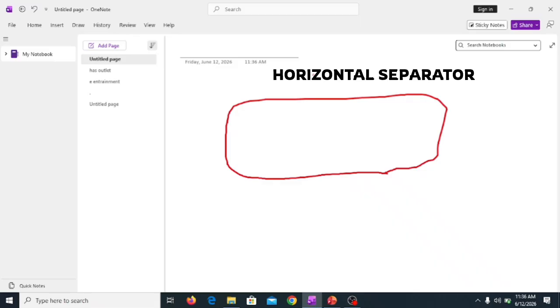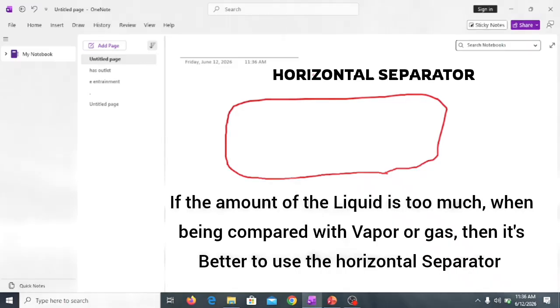If the amount of liquid is too much compared with the vapor or gas, then it's better to use a horizontal separator. A horizontal separator is considered an oil or liquid separator. When you have too much liquid in your crude oil, it's better to use a horizontal separator. Remember that a vertical separator is for when we have too much gas in our crude oil and want to release the gas. When we have too much liquid, it's better to use a horizontal separator.